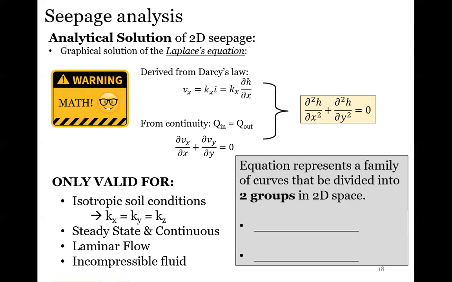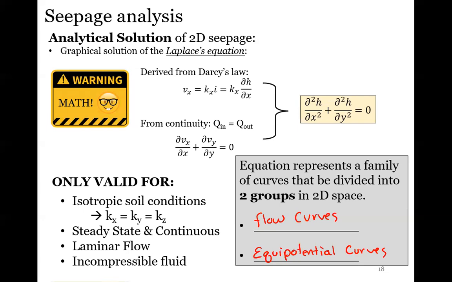Basically, what this produces is an equation that represents a family of curves. There are two groups of curves in this 2D space, and we're only looking at it in 2D. What we have are flow curves and what we call equipotential curves. Flow curves are, physically, if we tracked a water molecule, the path that this one water molecule is taking as it flows through the soil.